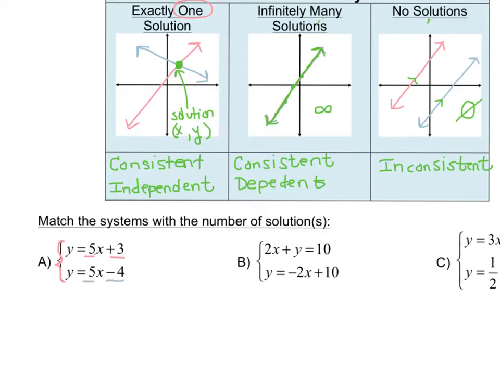So this draws my attention to the fact that the slopes are equal, which means that the lines are parallel. And guess what? Parallel lines never intersect. So A would have no solution. I'll let you try to figure out B and C.